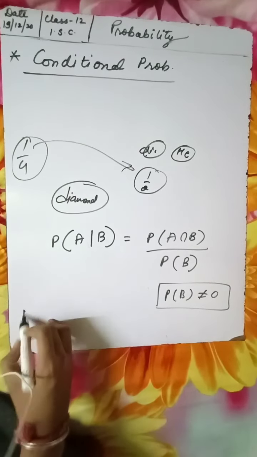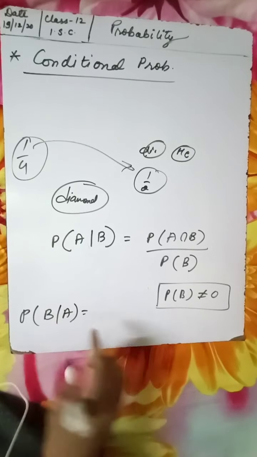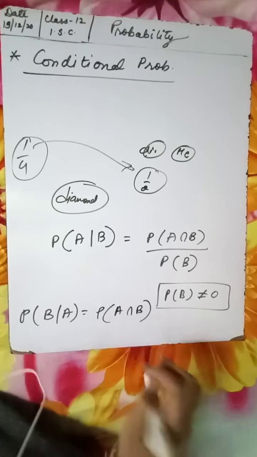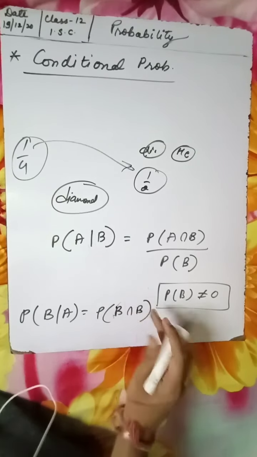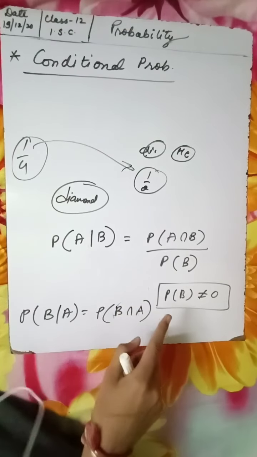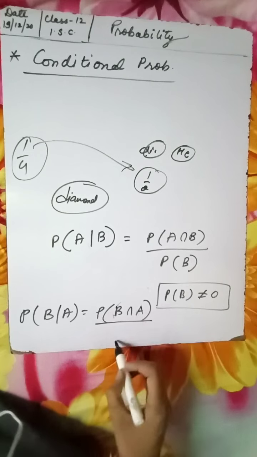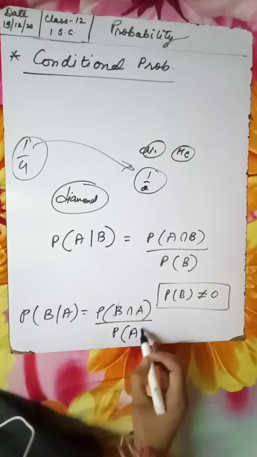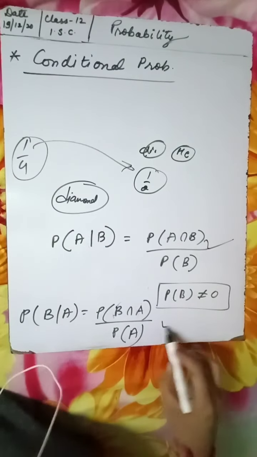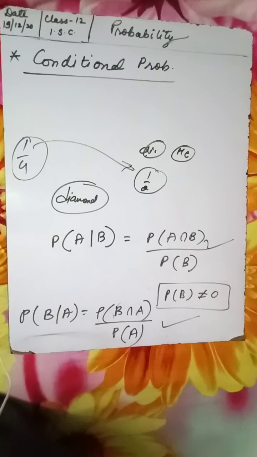Okay. Similarly, if we go on finding the probability of B condition A, it will be probability of A intersection B. I can write like this also. There's no difference. Probability of A intersection B or probability of B intersection A, they both are same, divided by probability of A. Okay. So this thing you have to remember.